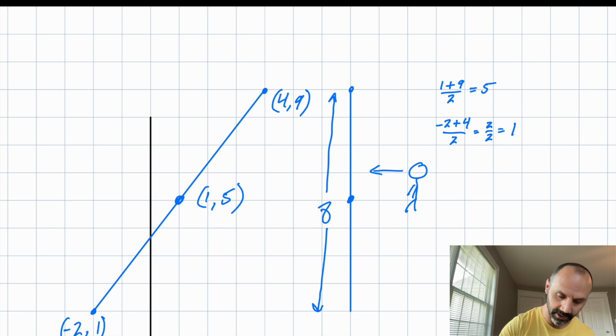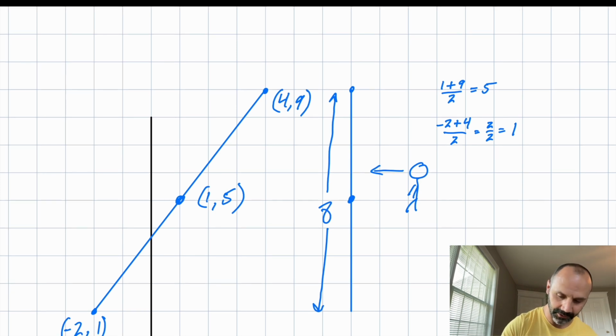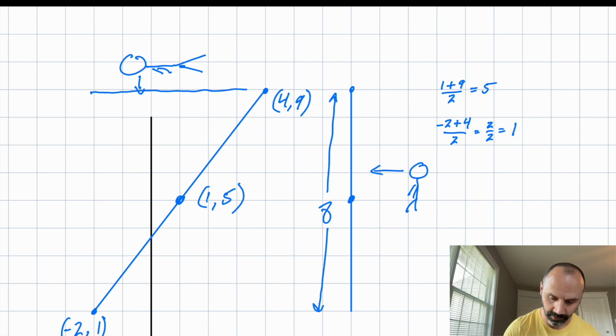Again, what you can do is imagine that you're floating above this graph and looking down at the graph. And again, what would this look like? It would just look like a line from -2 to 4, and the midpoint would be right here. That's a total length of 6, so you're 3 units from each side, and so that gives you that.